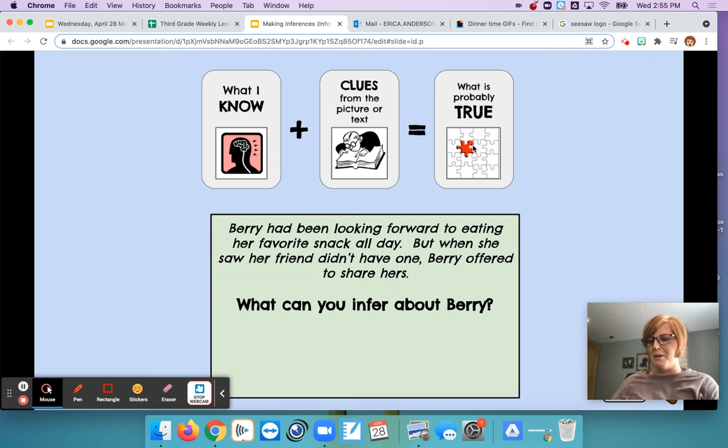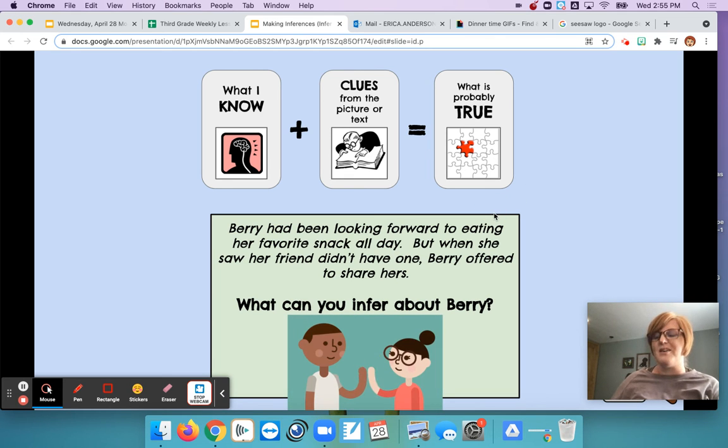What's probably true about Barry? I'd say Barry is probably a super good friend because good friends share with one another. So I bet that's what I can infer. It's probably true. In fact, I know it's true.